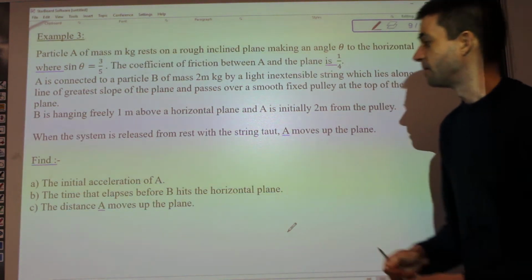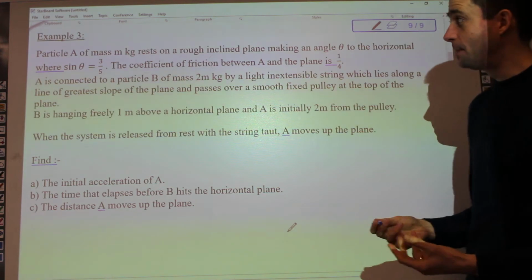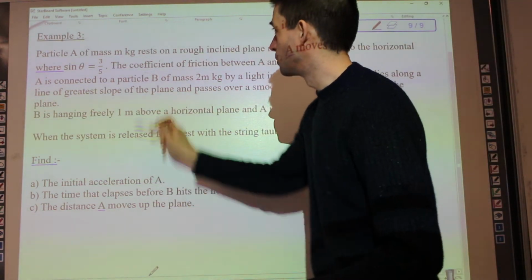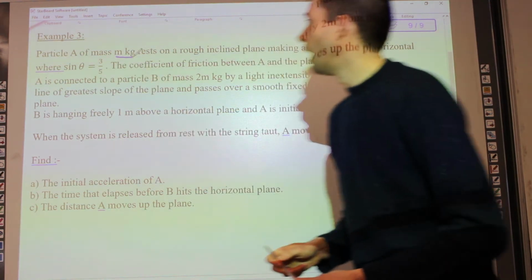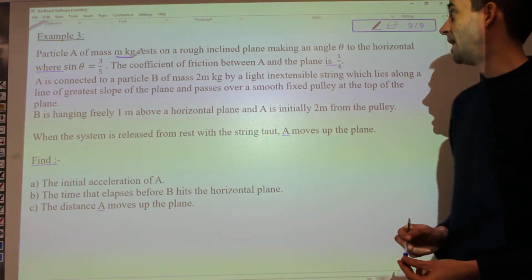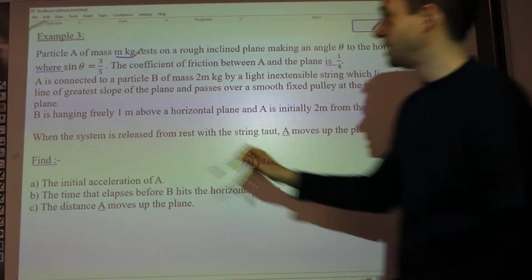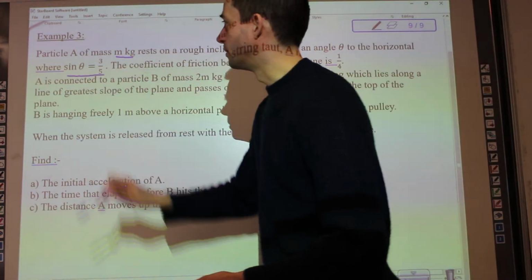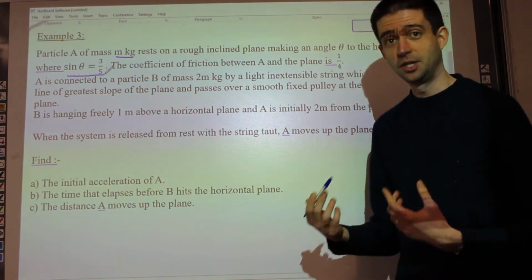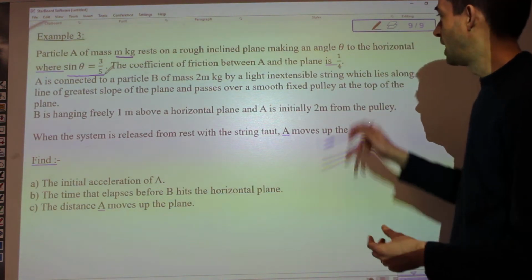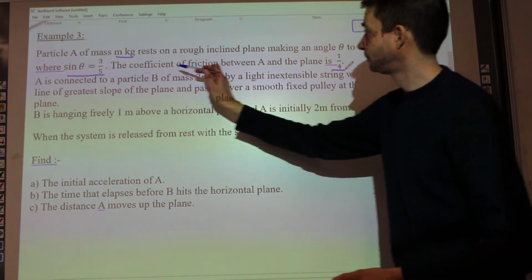So here we have particle A of mass m kilograms. Straight away you can see m kilograms, we haven't been given the mass. It rests on a rough inclined plane making an angle theta to the horizontal where sine theta equals 3 over 5. We'll talk in a minute about how to deal with that. The coefficient of friction between A and the plane is 1/4.